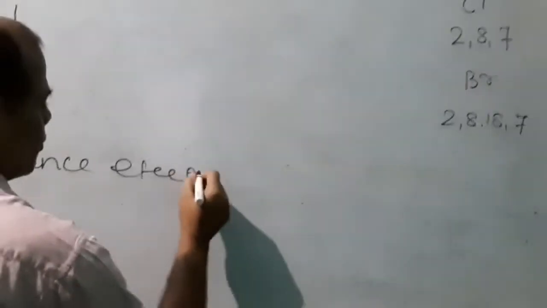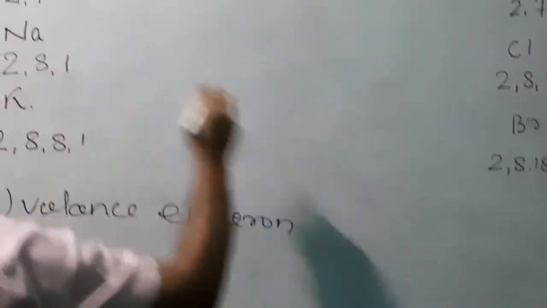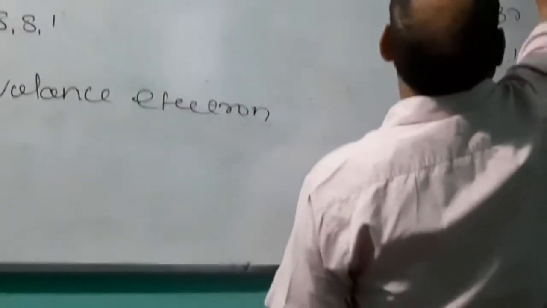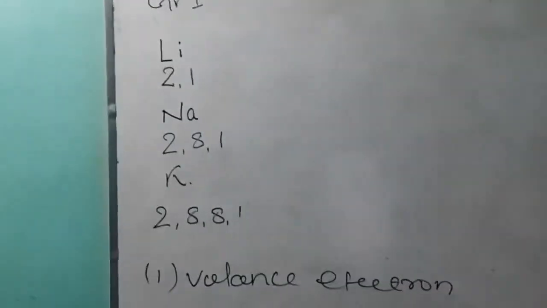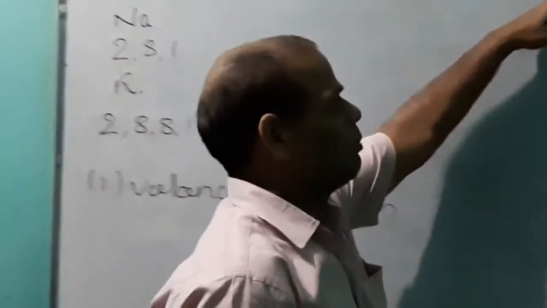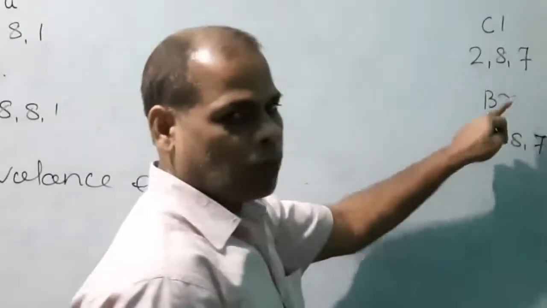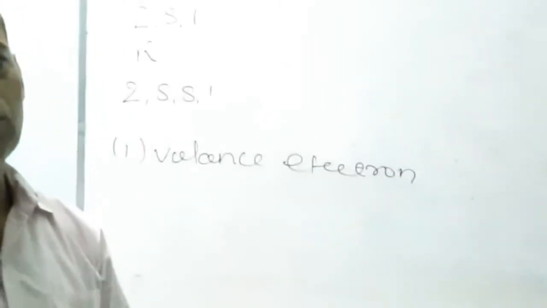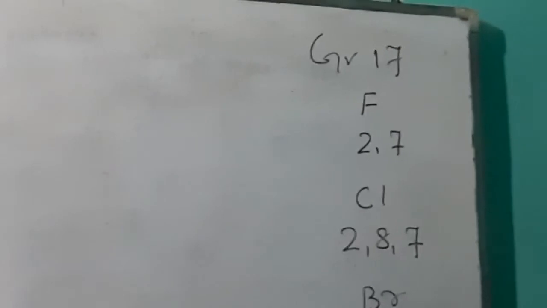Valence electron. So I have taken the example of group 1 and group 17. Here you see that group 1 members are lithium, sodium, potassium. Group 17 members are fluorine, chlorine, bromine. Now as I said, what is the gradation? What is the change in valence electron while moving from top to bottom across the group?